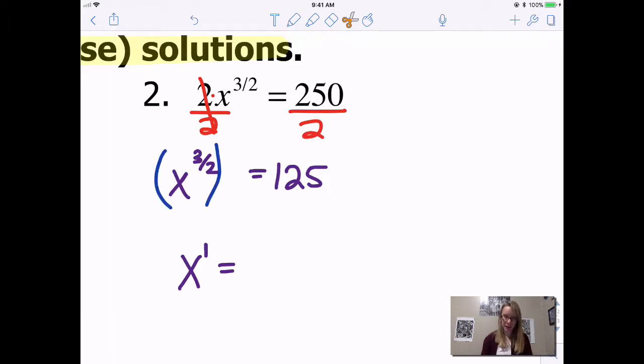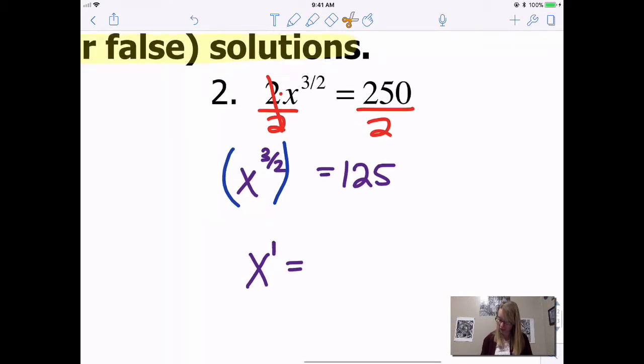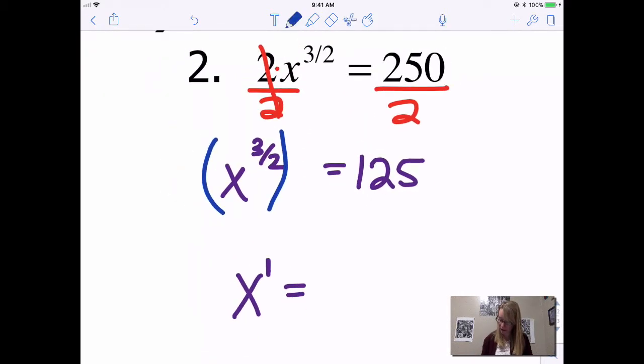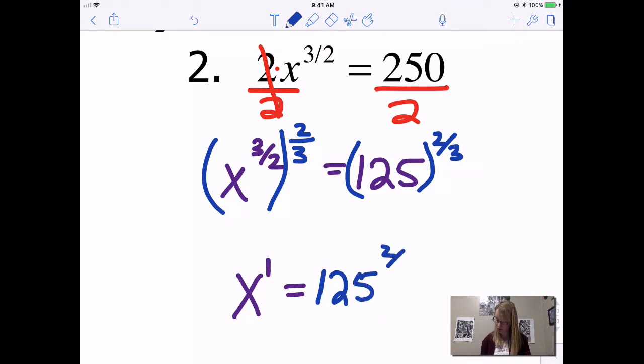So what could I raise this left side to in order to just get x to the first, or get x by itself? I know that if I raise a power to a power, I'm going to multiply the powers. So if I raise the left side to the 2/3, I'm going to have x to the 6 over 6, which is just 1. On the right side, I'm also going to raise that side to the 2/3. So when you're trying to cancel out an exponent, you can raise both sides to the reciprocal power. Then I get x to the first is equal to 125 to the 2/3.